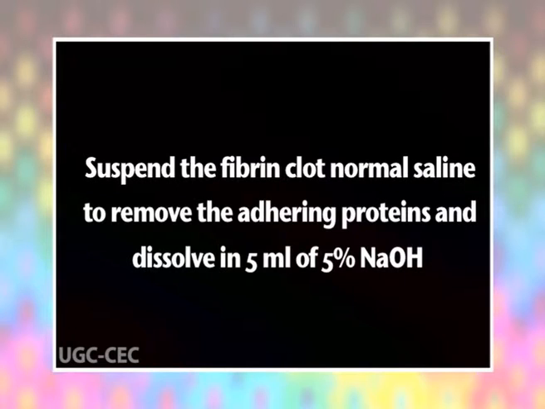Suspend the fibrin clot in normal saline to remove the adhering proteins and dissolve in 5 ml of 5% sodium hydroxide. Perform biuret test with the solution. It's positive. Fibrin is a protein.